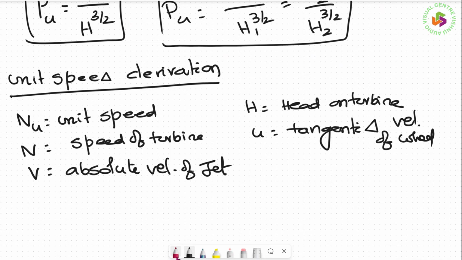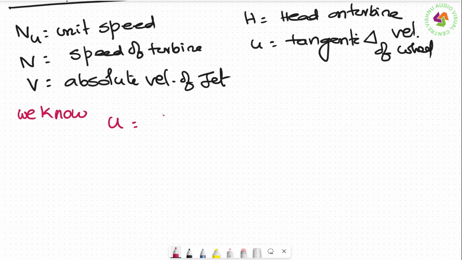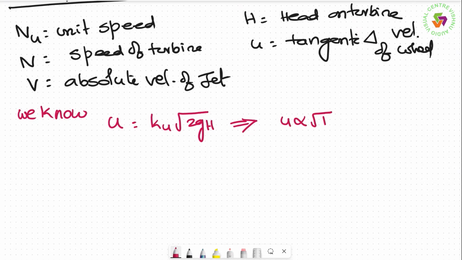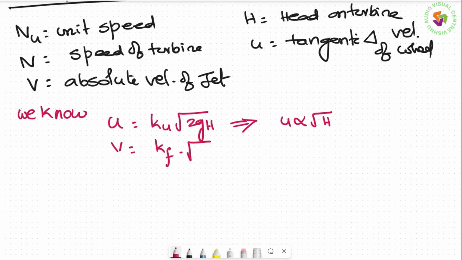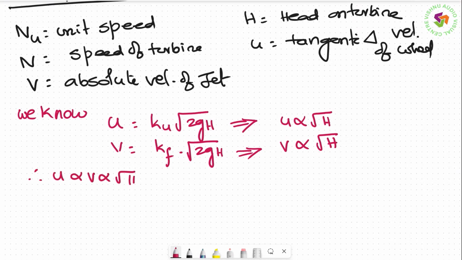And already we know, tell me what we know basically. U is equal to Ku root 2GH, which implies U is proportional to root H. We also know V is equal to Kf root 2GH. So which implies V is also proportional to root H. So therefore U is proportional to V is proportional to root H. This is the first thing.